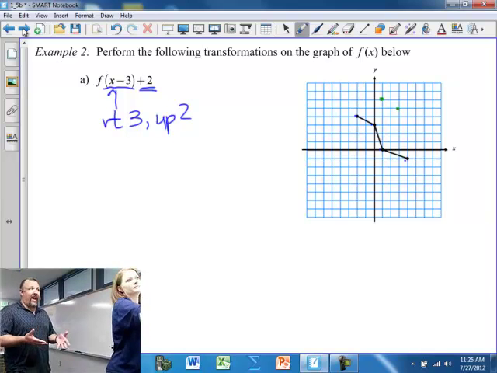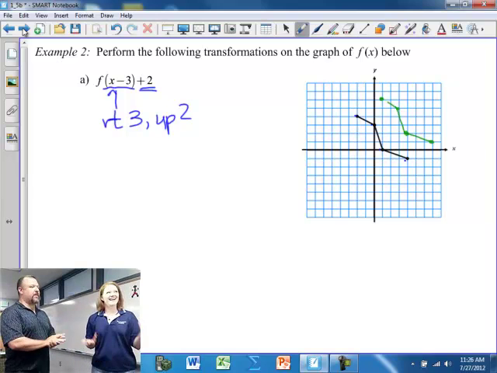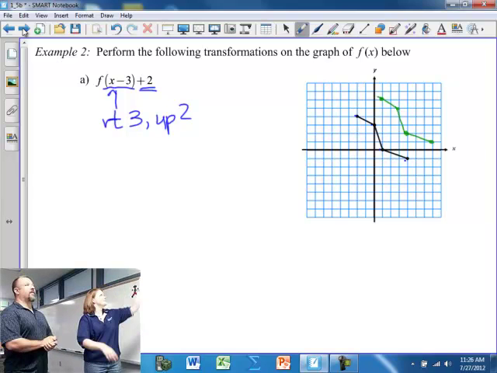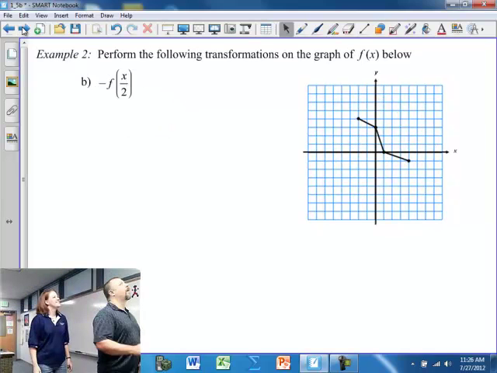Yep. In this case, all you have are these 4 labeled points. With parent functions, you're going to have points that you memorize, points that you put in the right place. They better have memorized those by now. It's been at least 2 days since we did it. So all you've got to do is right 3, up 2. All right. Example 2. What if it gets a little more tricky?